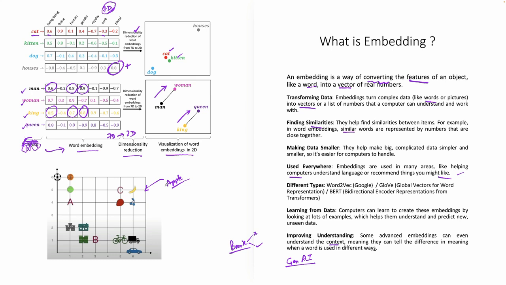So I think with this, you would have got a good understanding of what is an embedding. Very simply, embedding is nothing but a simple way in which you are converting the features of an object like a word into a vector of real numbers. So in the next video, we will try and understand what are vectors.